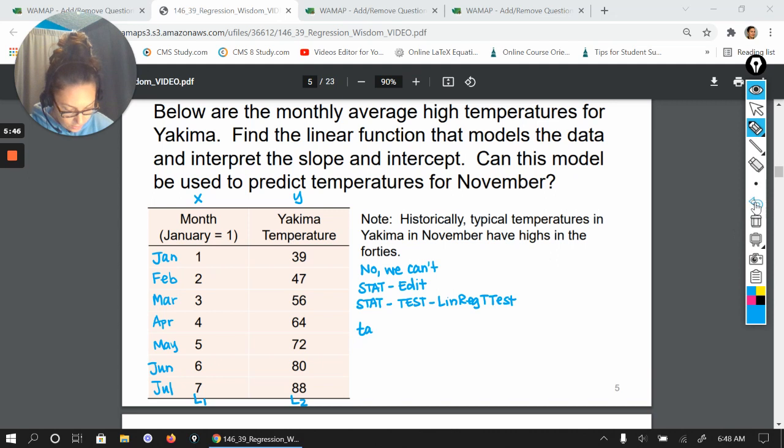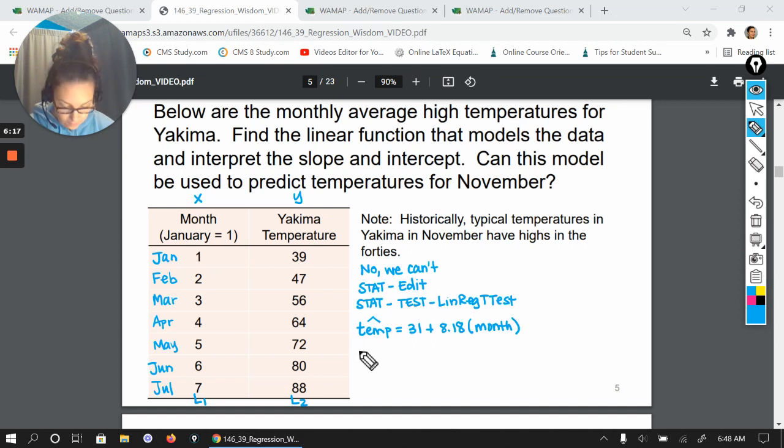our temperature, and I'm putting a little hat symbol above that because this is the predicted temperature, equals 31. So 31 is the y-intercept that we get from the linear regression t-test, plus 8.18 times the month. 8.18 is the slope that we get from the linear regression t-test.